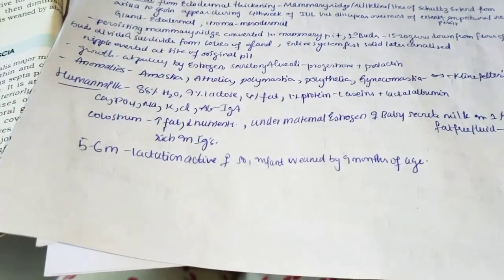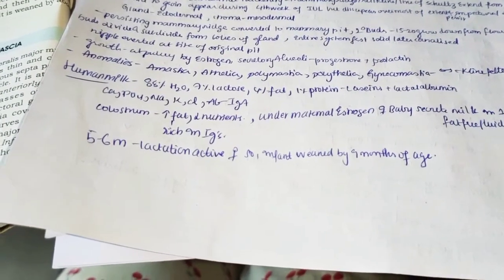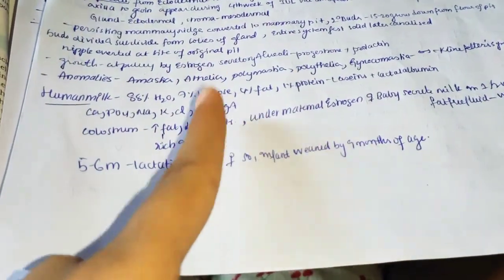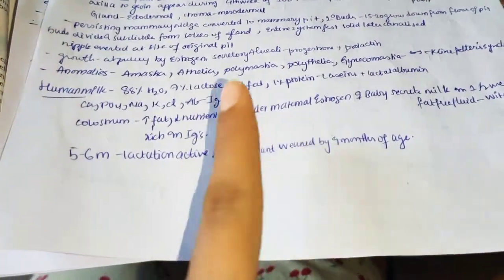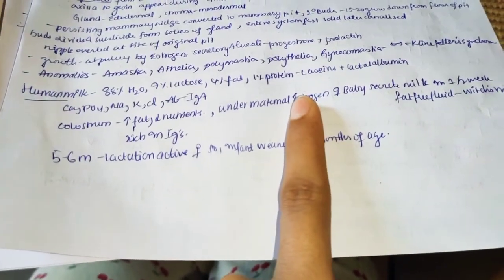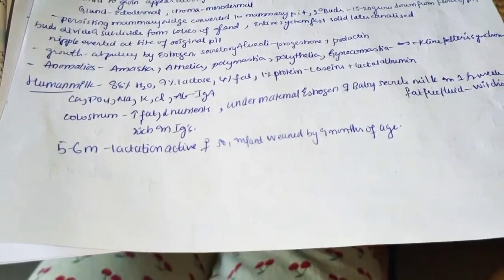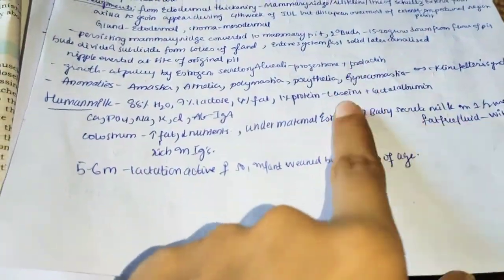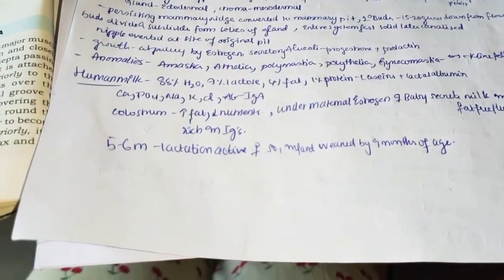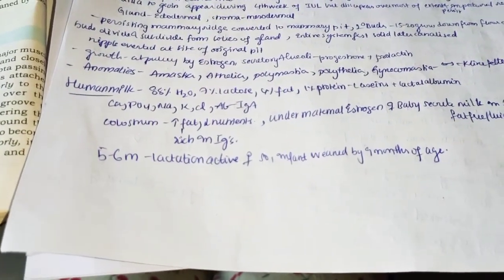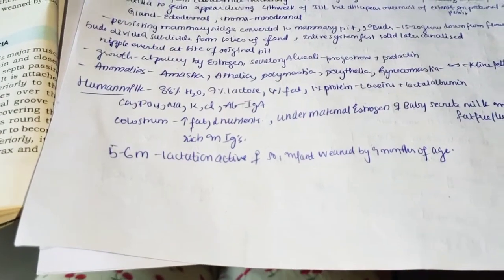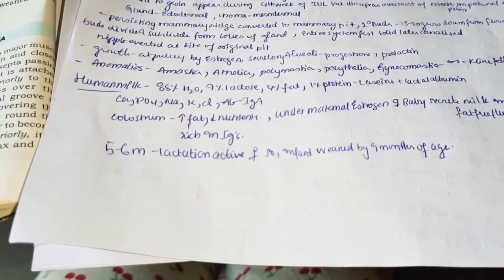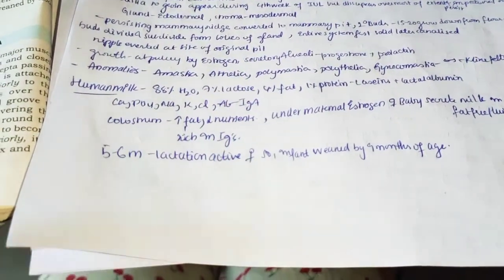Now we'll see about human milk. If you see the composition, you can remember 88% is water, 7% is lactose, 4% is fat and 1% protein, mainly containing caseins and also lactalbumin. So these are the proteins, only 1% protein. There are also some ions like calcium, phosphate, sodium, potassium, chlorine. Also you have antibody like IgA. So many ingredients are present in human milk. It's a very rich food for the nutrition of the baby.